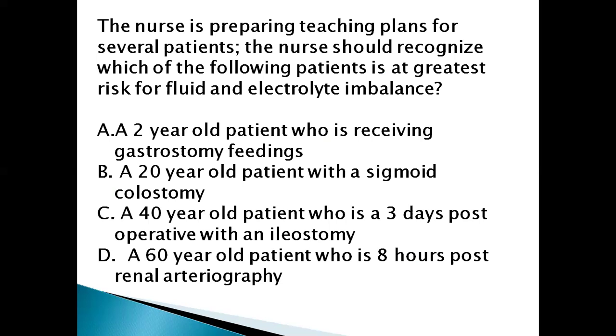So now we have to look for the important thing. Okay, there is a pediatric and a geriatric patient also, 2 years old and 60 years old. They are at risk for fluid and electrolyte imbalance. But here they are asking for greater risk. So all of them are at risk for fluid and electrolyte imbalance, the 2 years old also, the 60 years old also. But who will be at greater risk?